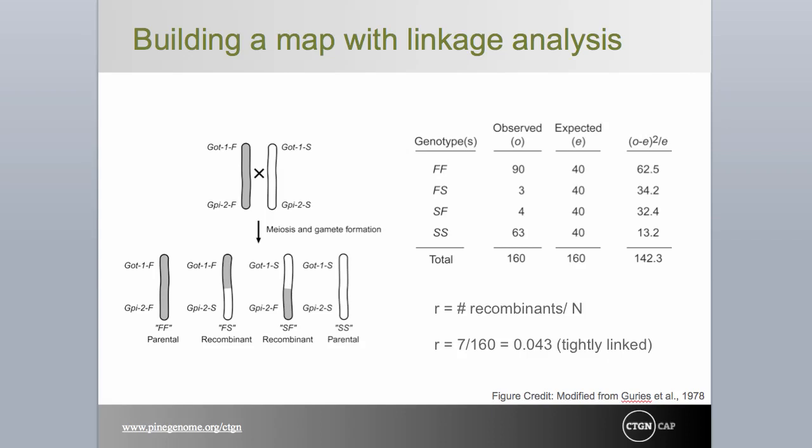The recombination frequency was calculated to be 0.043. Indeed, the markers were located only 4.3 centimorgans apart. This was the first published example of linkage between two loci in conifers. By identifying the parental and recombinant chromosomes, we may also infer the linkage phase of the markers. We would say the two markers are in coupling, that is, FF and SS parental chromosomes. The alternative arrangement is called repulsion. Linkage phase is important to know and simplifies mapping in pedigree crosses.